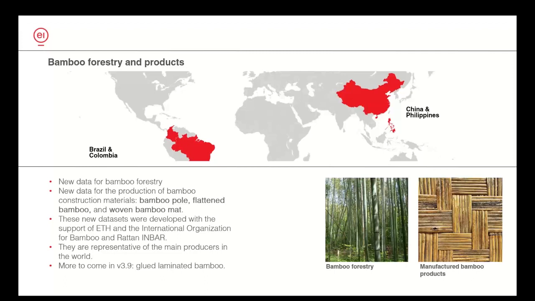This data covers, as you can see in the map in the slide, the main producers in the world: Brazil, Colombia, China, and Philippines. And there is more that will come in version 3.9. So we will be able to picture also in the database the more industrialized bamboo derived products such as glued laminated bamboo and others.